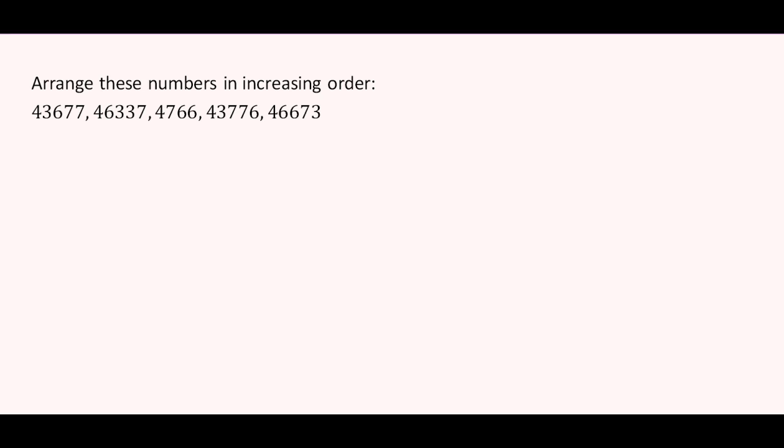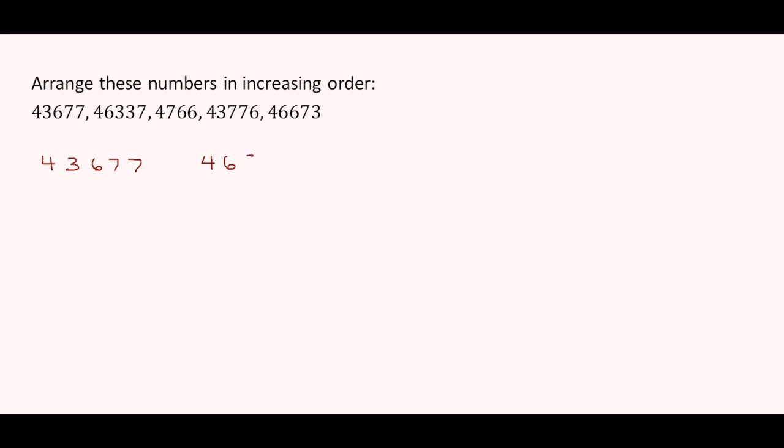Now let's go to a bit more difficult one. We're going to write this in increasing order. Let's find the number of digits first. In this first number, we have 5 digits, and in another we have 4. So let's write these numbers out: 43677.